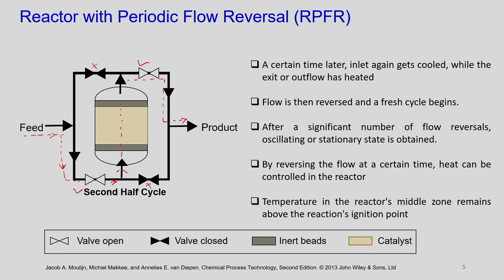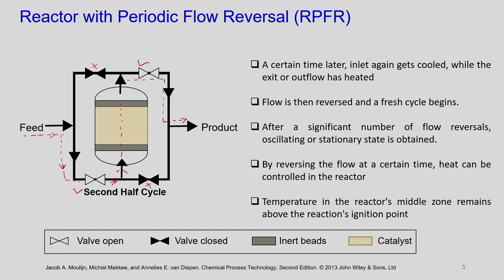A fresh cycle begins. Again you send the feed from the top, because when the exit of the reactor becomes cold, that becomes the inlet. And again in the next cycle, the upper part becomes cold and it becomes the exit of the reactor. So wherever it becomes cold, upper or lower part, that becomes the exit of the reactor.